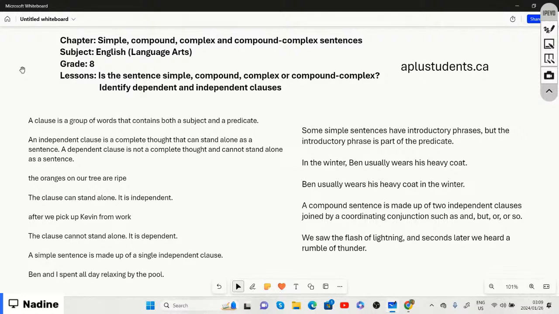So a simple sentence is made up of a single independent clause. And we said, of course, an independent clause has both a subject as well as a predicate. For example, Ben and I spent all day relaxing by the pool. That is a simple sentence made up of a single independent clause that can stand on its own.